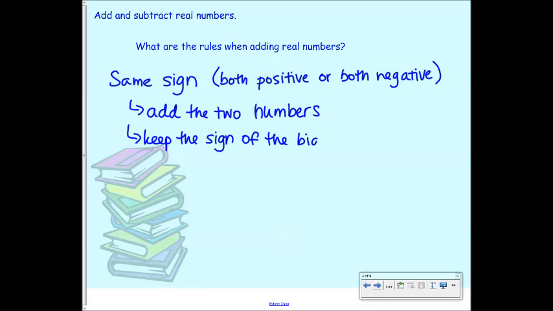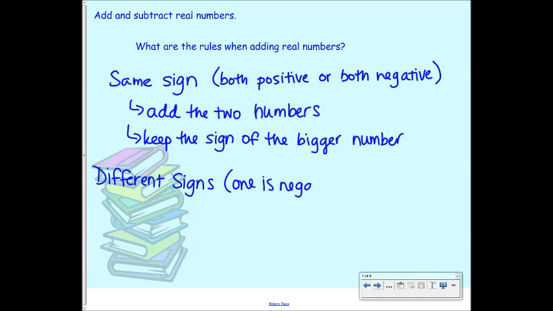And then always keep the sign of the bigger number. So if your bigger number, like if the number is 12, if that one's positive, it would be positive. If it were negative 12, keep it negative. Okay? If they're different signs, which means that one is negative, one is positive, the order doesn't matter.